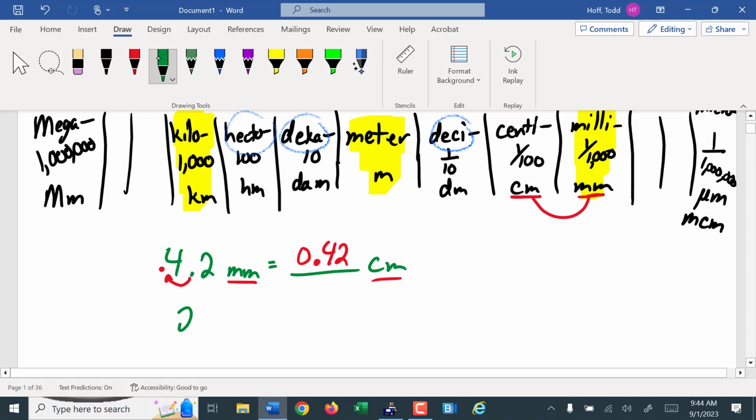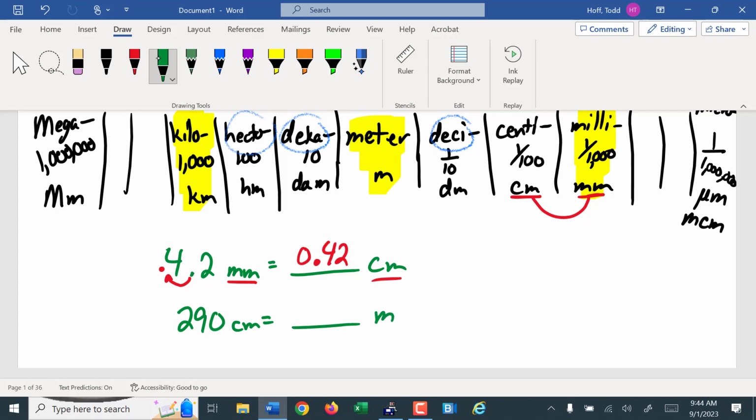So 290 centimeters going into meters. So we're going from centimeters to meters. Here's centimeters, there's meters. We're moving 2 spots to the left. Now in the 290, there isn't a decimal point written, so that means it's at the end. So we go 2 spots to the left, 2.9.